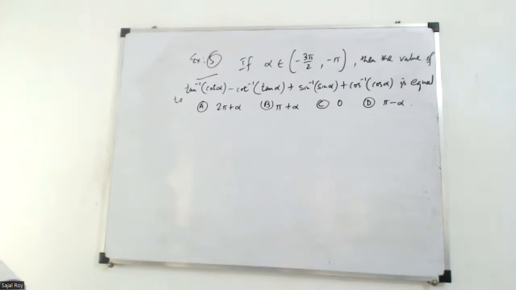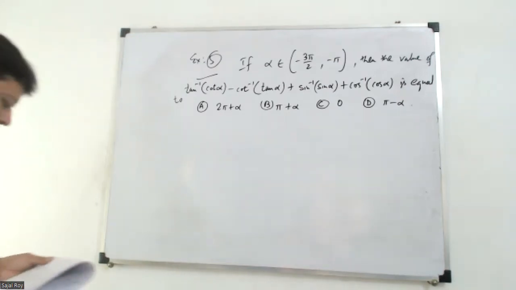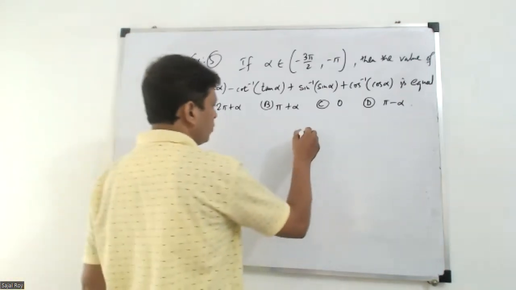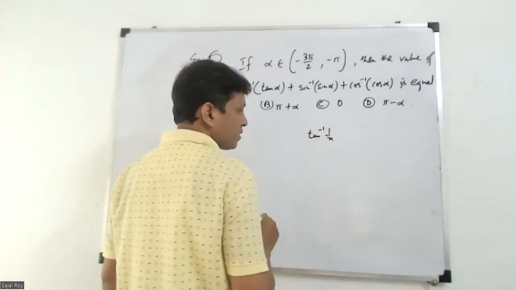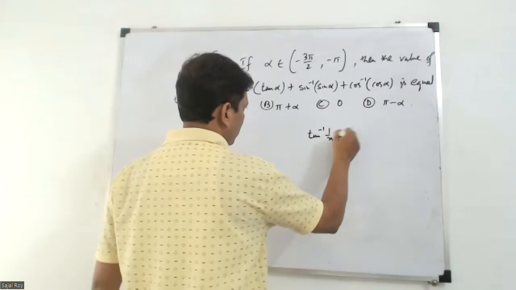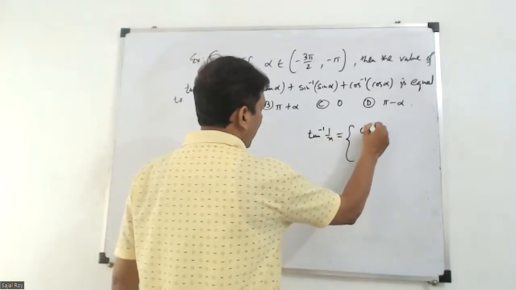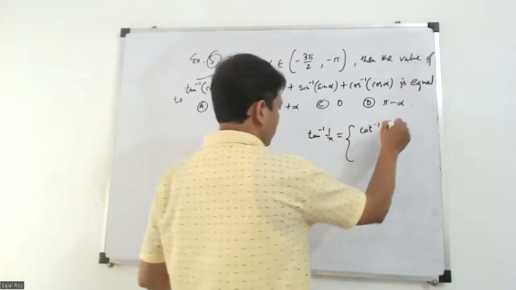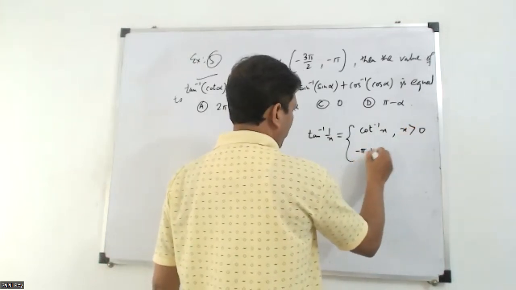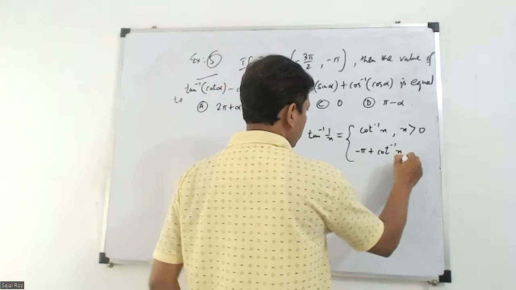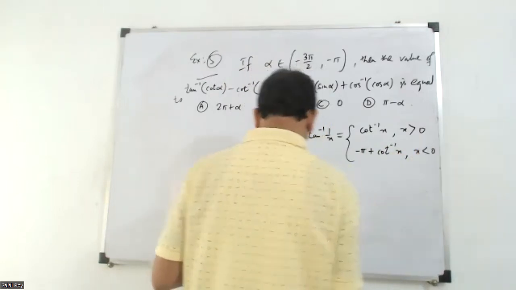Alpha is in the negative range. I will give you one important property. I think you remember this, or maybe you don't. I will write it: x more than 0, minus 5 plus tan inverse x, x less than 0.